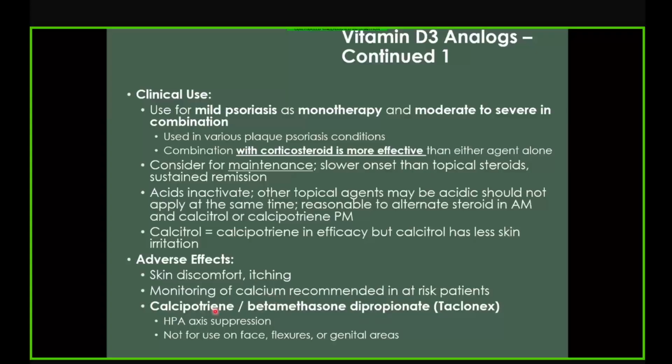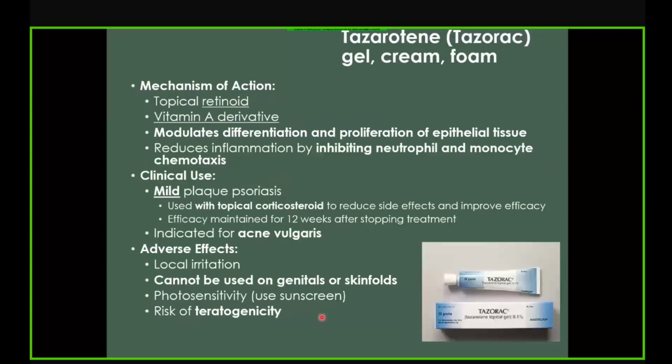And then looking at your calcipotriene and your betamethasone. When you're using these two together, your betamethasone or your steroid can cause that HPA axis suppression. So that's why we're watching out for that, not for use on your face, flexures, genital areas. We'll talk about that. That's because of that betamethasone portion of it.